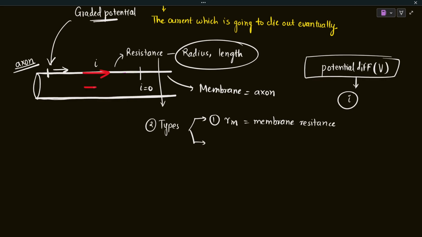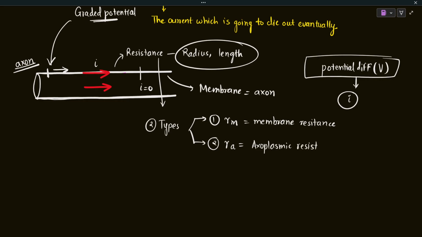As well as it is through the axon. So the resistance offered by the lipid bilayer is what we are referring to as the membrane resistance. And there will be other resistance which is offered to the ion current flowing through the axoplasm, and that is what we are going to refer to as the axoplasmic resistance here.